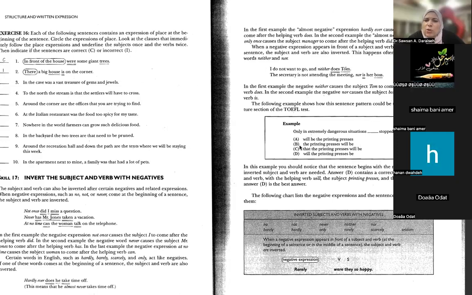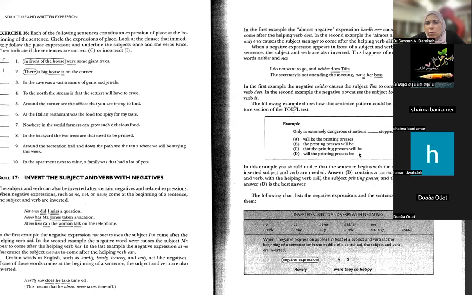Let's also look at "only." Only is a word that, if it comes at the beginning of a sentence, we have to do inversion between the verb and the subject, right? So this has inversion, but not the way we talked about. We said that the "be" should be postponed, meaning it is put after the subject, okay? So "the printing presses will be" has subject then verb, so this is not okay.